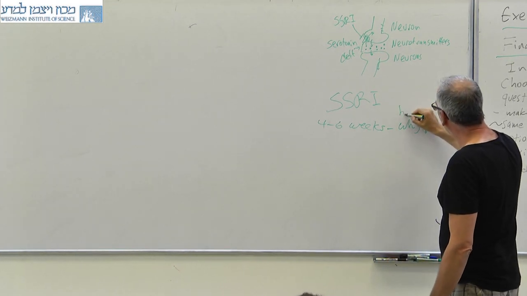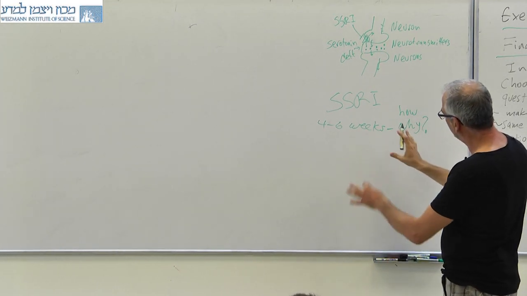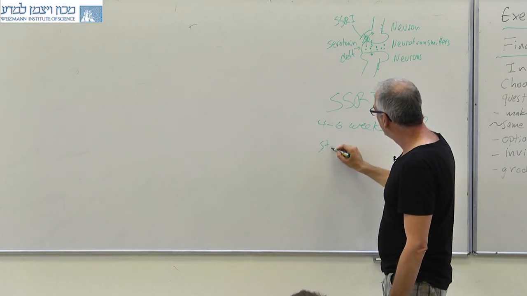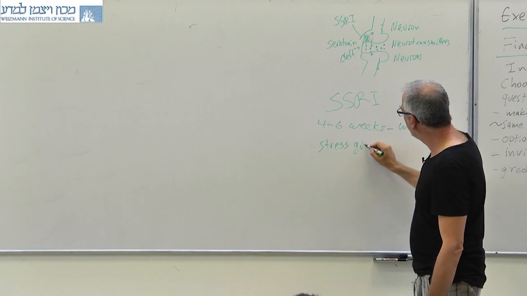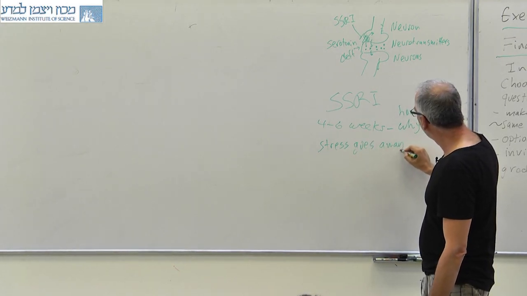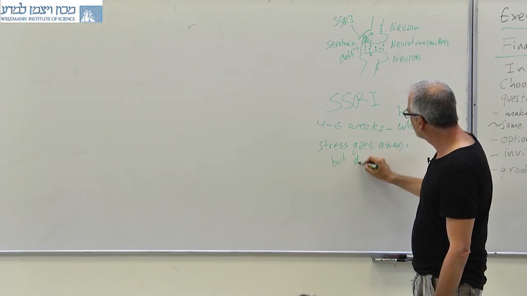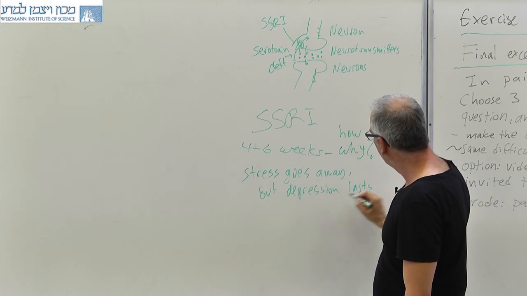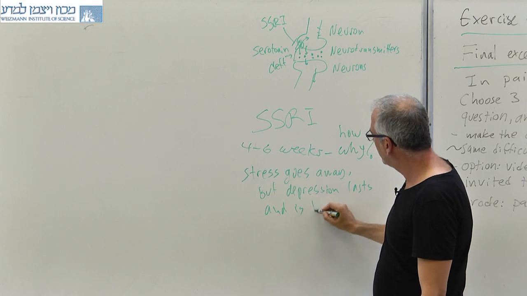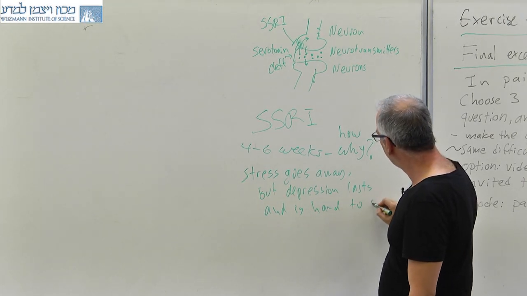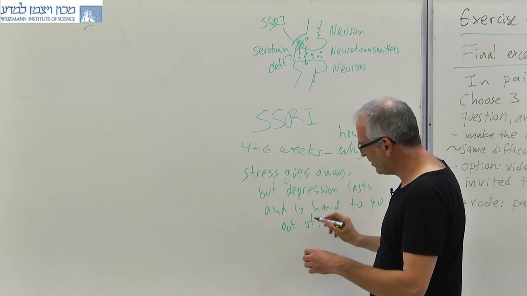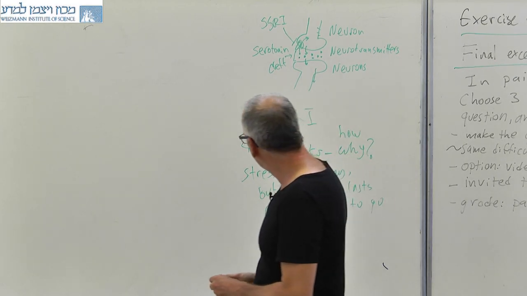Not why, I would say how. How is this time scale? And another question we can ask is about stress. Stress goes away, but depression lasts and is hard to recover from. So depression is hard to leave that state. So how does that happen?